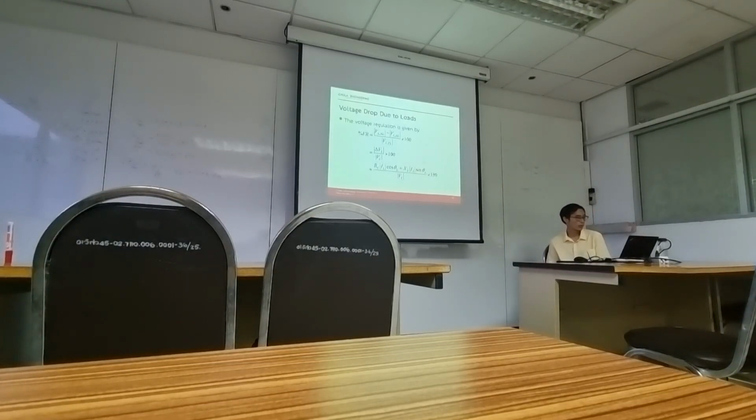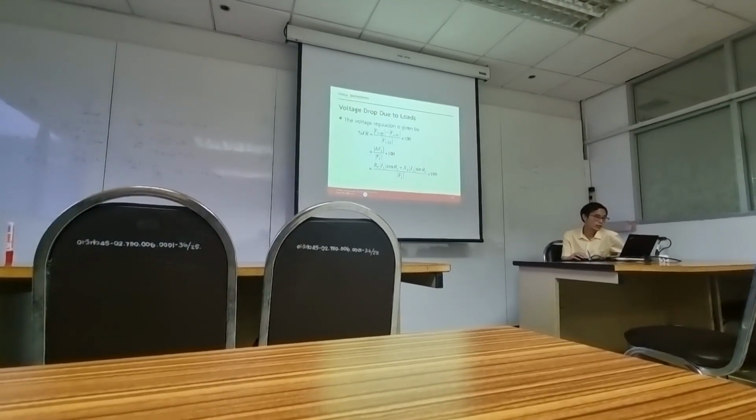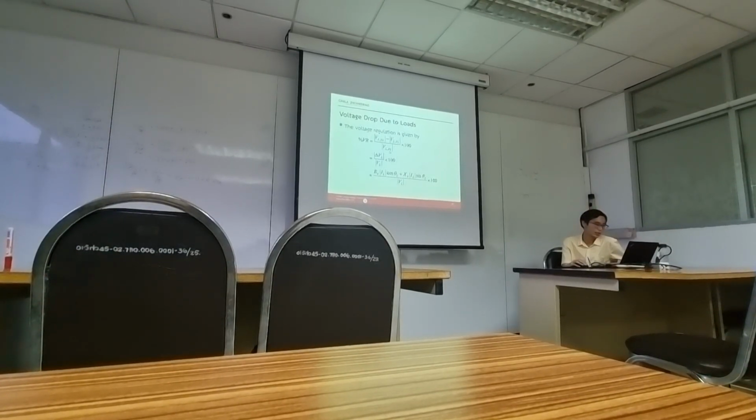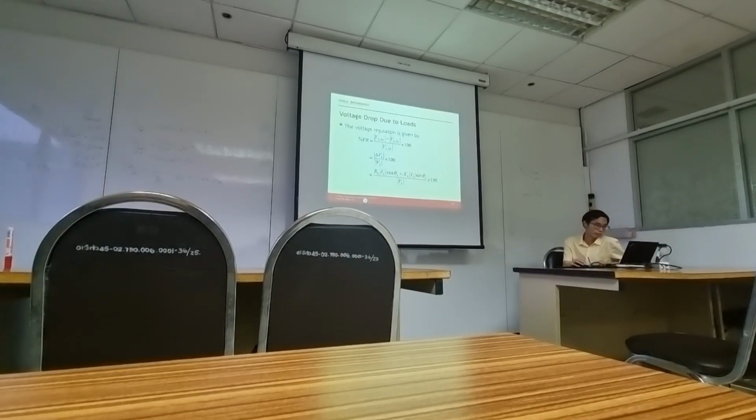Then I just want to talk about the voltage regulation. The voltage regulation is V no load minus V full load, divided by V full load. We talk about this for the transformer and also for the transmission line, and we still use the same equation. V no load minus V full load is the voltage drop, delta VL, and delta VL is equal to this one.